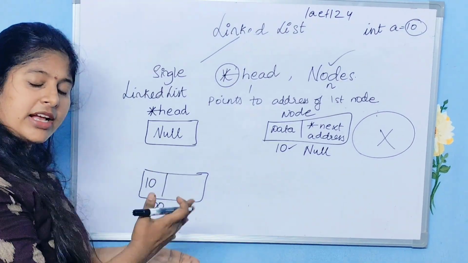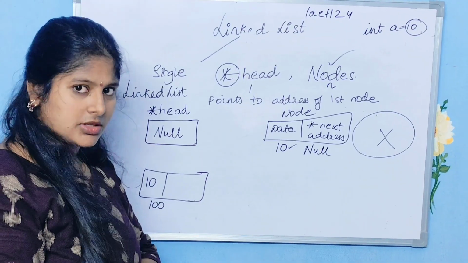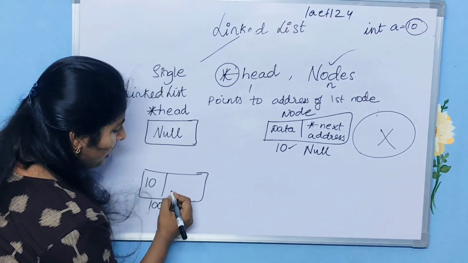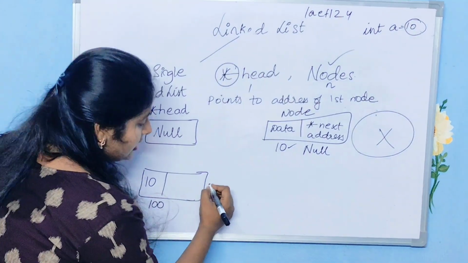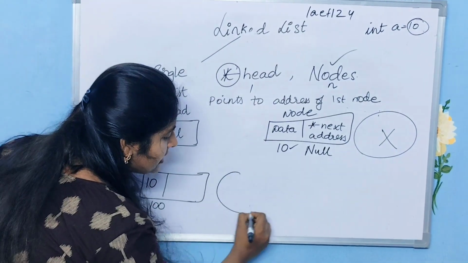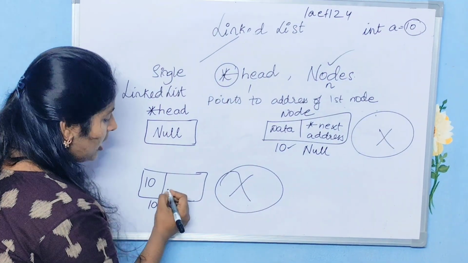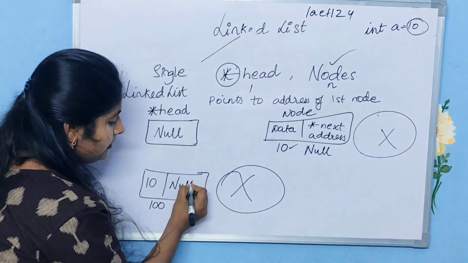But in the memory, it actually changes. It gives random addresses. Okay. So my next address, I will be storing the next address. Is there any element after this? No, there is no element. So I will be writing None.